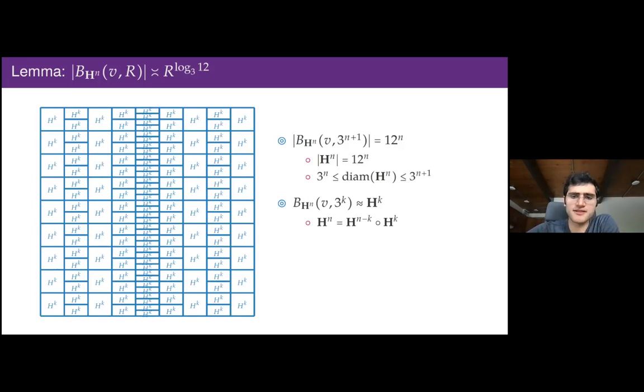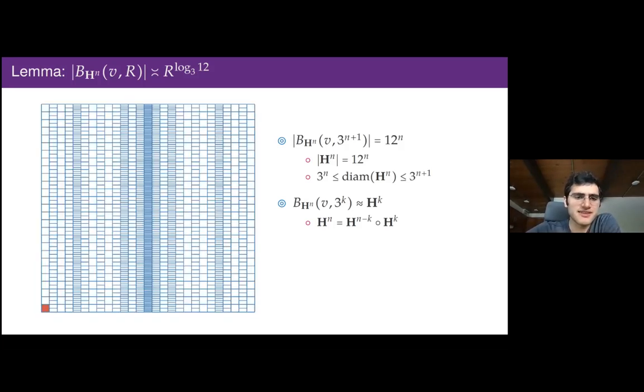So first we use the associativity of this product to write Hn as a product of H to the n minus k and H to the k. And here's the claim: suppose v lies in one of these copies of Hk. If you look at the ball of radius 3 to the k from v, it basically covers that copy of H to the k and only touches a few adjacent copies. So let's look at some of these balls.